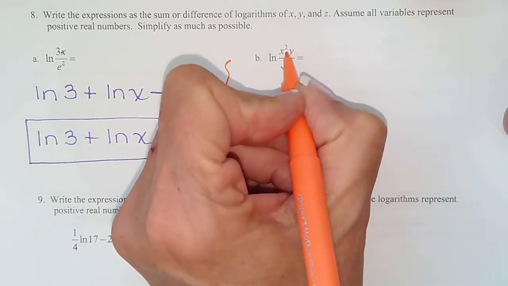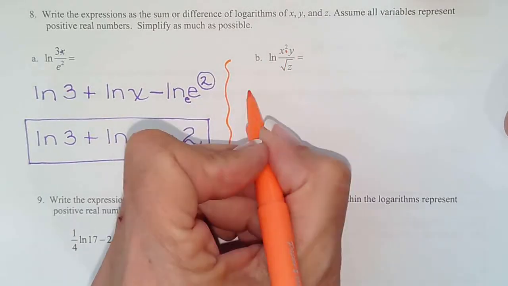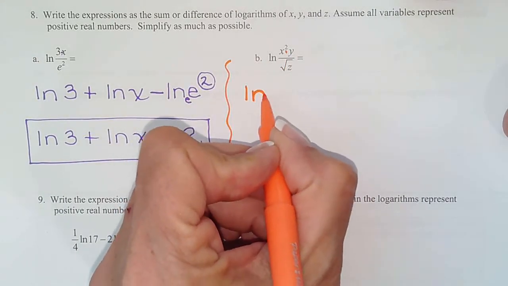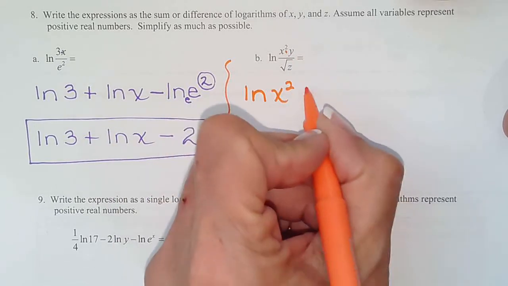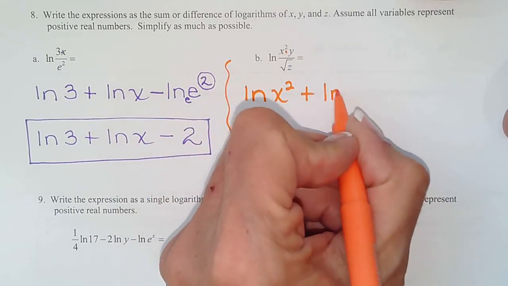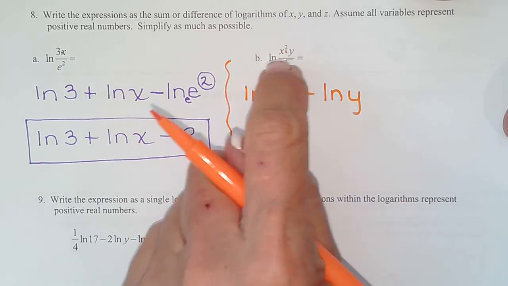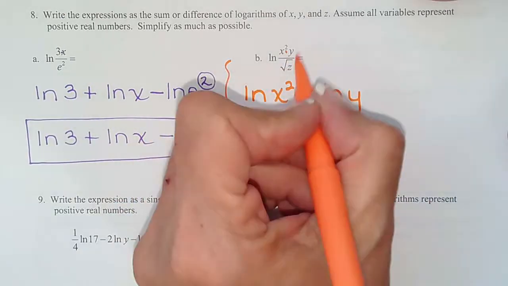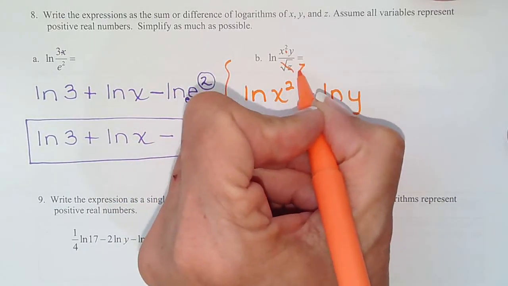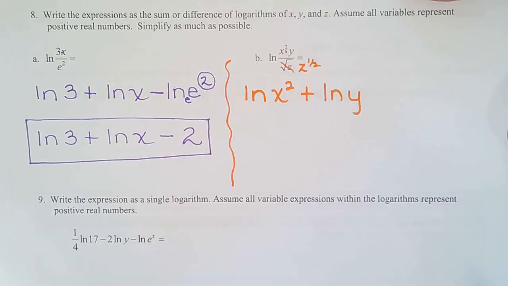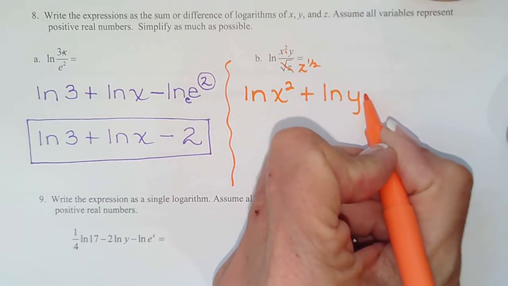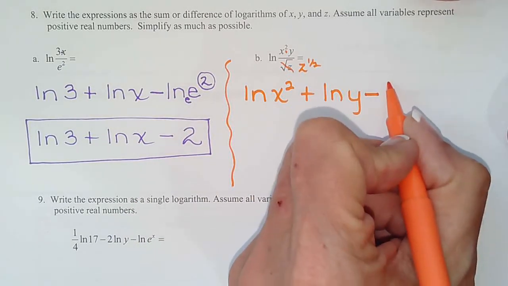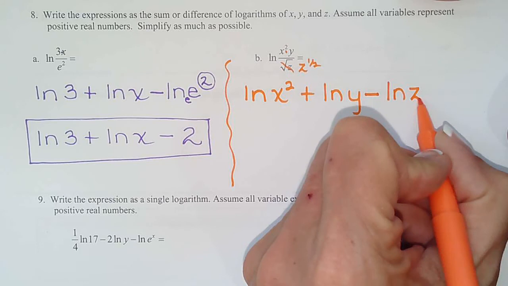Okay, for B, we have multiplication again. So multiplication turns into a sum of logs. So natural log of x squared plus natural log of y. Division turns into subtraction. And remember, square root of z is really z to the 1/2. It just saves you a step later. Power over index, so that will be minus natural log of z to the 1/2.